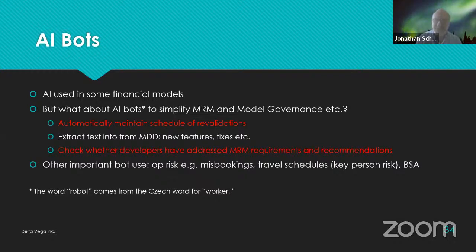AI bots is probably the easiest one to implement and the easiest to describe. So bot, if you didn't know, comes from the Czech word for worker. It's a common root in Slavic languages. If you want to say, I work at JP Morgan, you would say, ja robotaju v JP Morgan. See, there's the word robot.